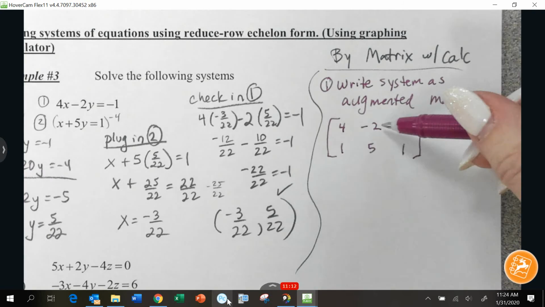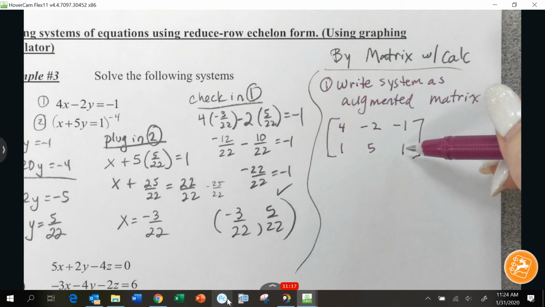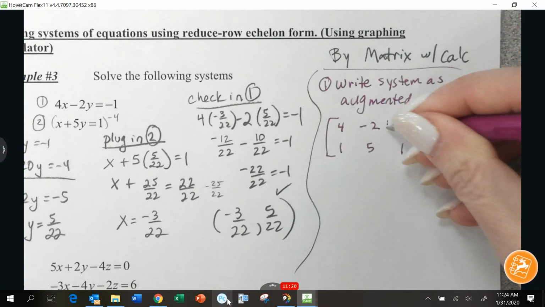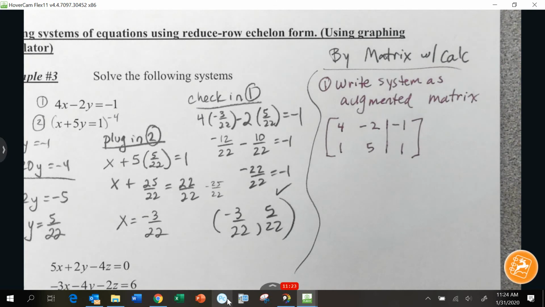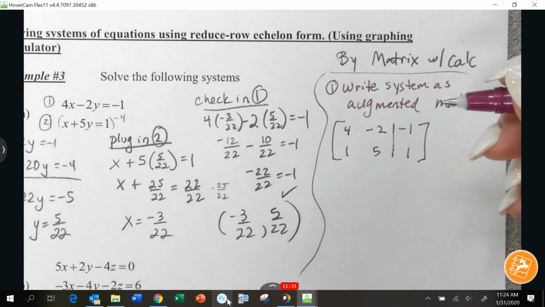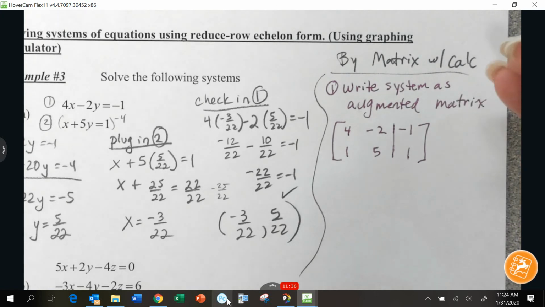What goes after the -2, before the -1? After the 5, before the 1, what goes there? You can either do 3 dots, or you just make a line. The video that I sent you, the lady made a line. The book, if you looked in the book, they do 3 dots. Just different ways of doing it. I really don't care which way. So there's our augmented matrix.